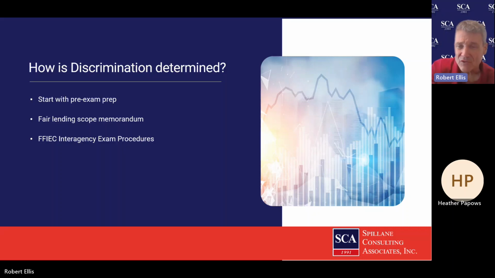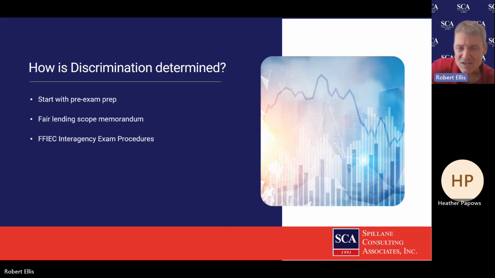So I want to briefly also touch upon how discrimination is determined. This is important to keep in mind when doing your REMA risk assessment. Following the same steps will help you identify risks that you'll need to review and control before an exam starts. And from my standpoint as a former examiner, discrimination starts with the pre-exam process. Examiners do an evaluation of your data, your policies, procedures, marketing, complaints, past exams, but especially the data.